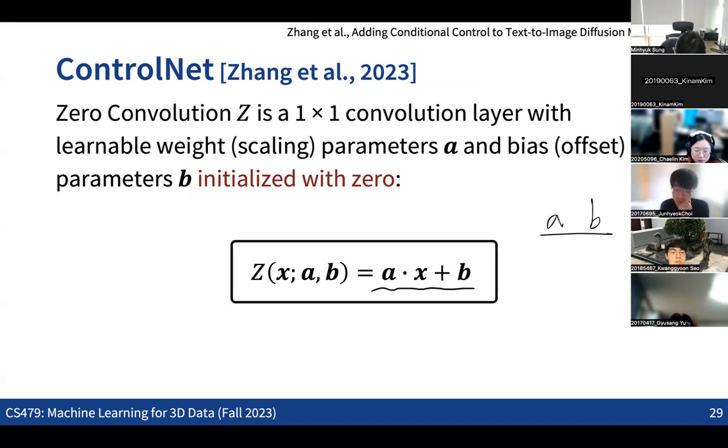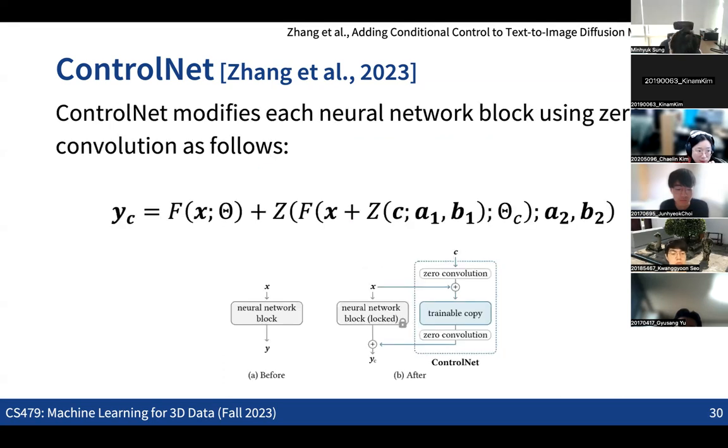The reason we call this a zero convolution is that we initialize both A and B to be zero, which means that whatever input you feed at the very beginning, before you start the fine tuning, the output will be zero. So we start from a zero initialization for A and B. Based on this, we make this architecture. It looks a little bit complicated, but let's go over some of the details.